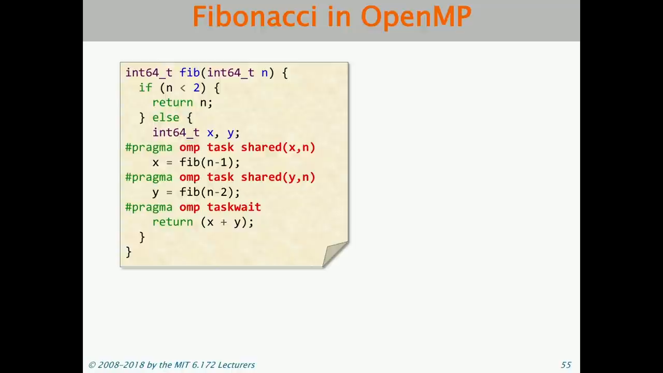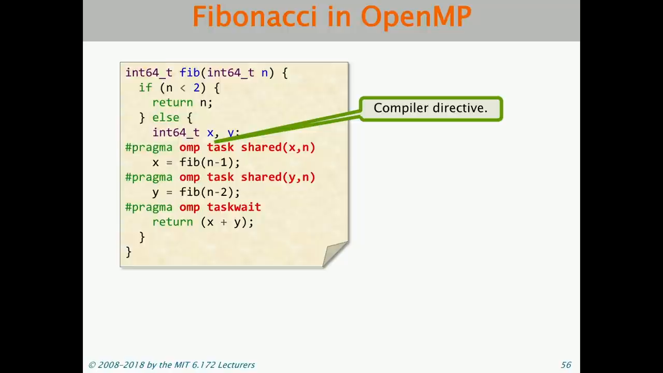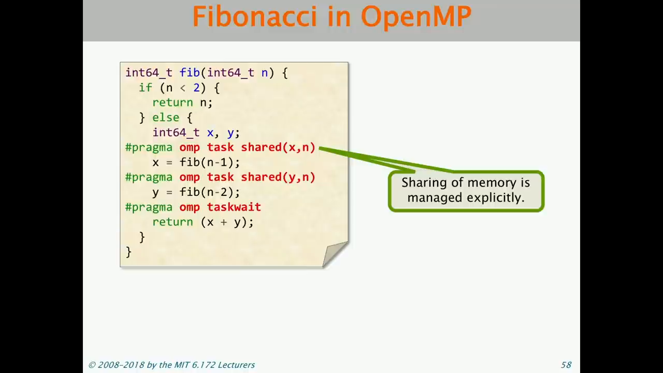So we have these compiler pragmas, or compiler directives. And the compiler pragma for creating a parallel task is OMP task. So we're going to create an OpenMP task for fib of n minus 1 as well as fib of n minus 2. There's also this shared pragma which specifies that the two variables in the arguments are shared across different threads. So you also have to specify whether variables are private or shared.